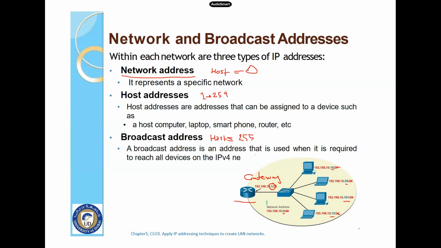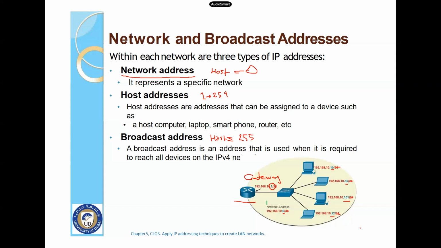Same thing here. If I ask you, how many hosts can a network have? If you are given a network, how many hosts can you have? The typical answer will be 254. You have 256 combinations, but one of them is reserved for the network address and the other is reserved for the broadcast address. So you have 256 minus 2, which is 254.